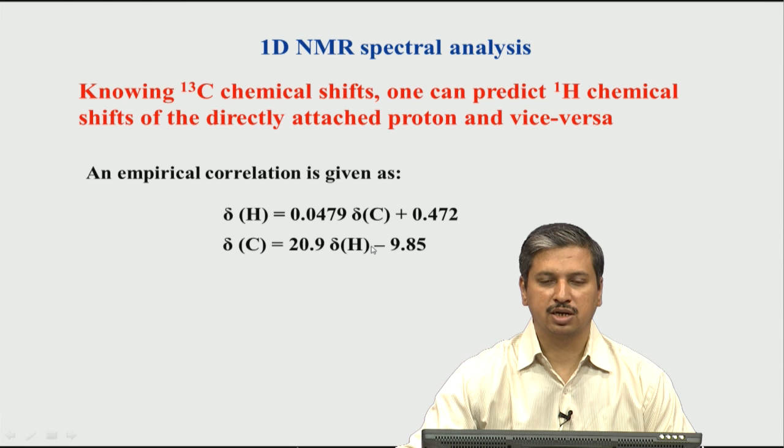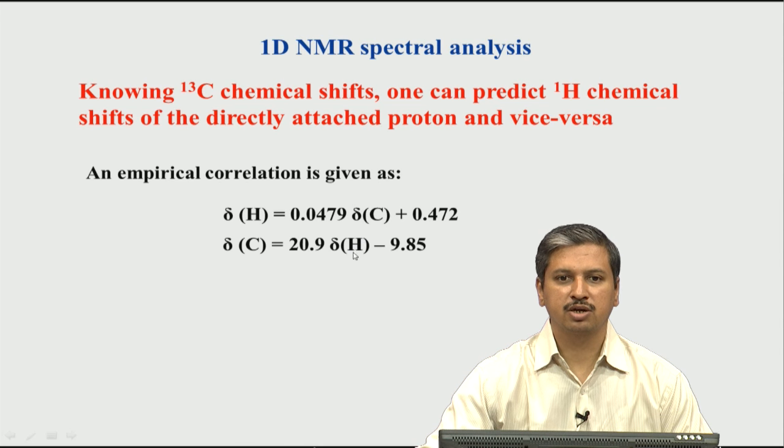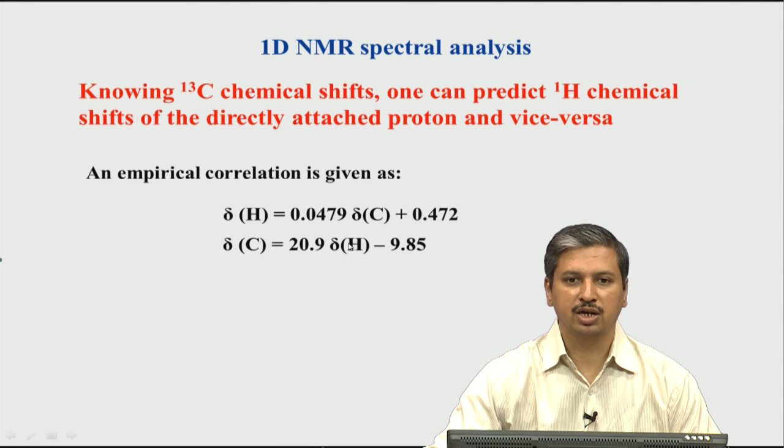For example, let us take a methyl system. In a methyl, let us say you have a chemical shift which is around 1 ppm. Remember, chemical shifts of methyl hydrogens come somewhere between 0 to 2 ppm. So, let us say we have a system where we get 1 ppm as the chemical shift of a methyl proton. I multiply 1 into 20.9 minus 9.85, which will give me roughly 10. That means the carbon of that methyl will be roughly 10 ppm.